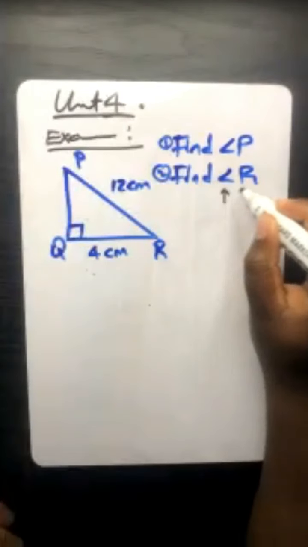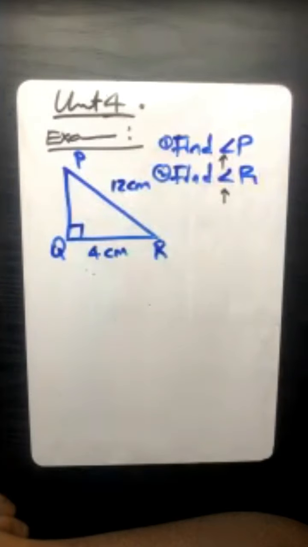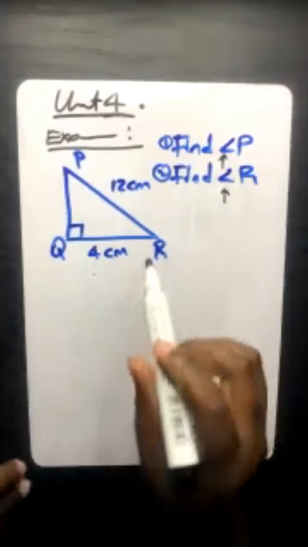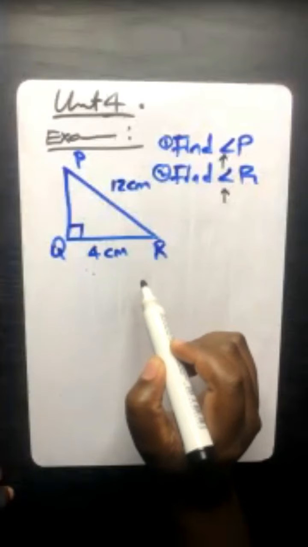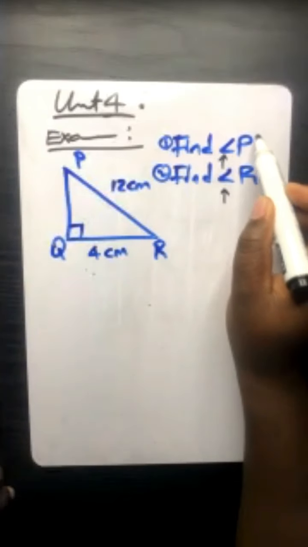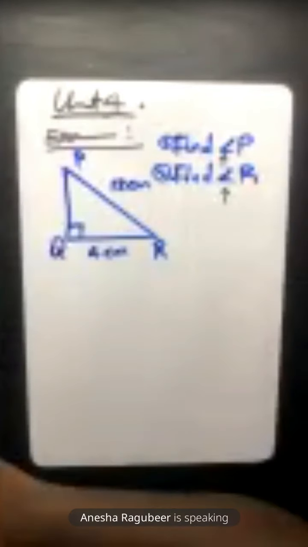So this thing, guys, is very, very important in a sense that it tells you exactly what they want you to find. So let's now use those ratios to find what the question wants us to find. So guys, how can we find angle P? So you can say that sin P is equal to opposite over hypotenuse, which is 4 over 12.